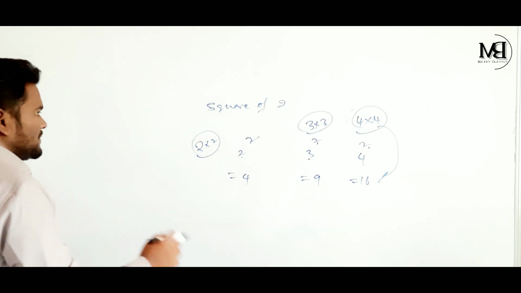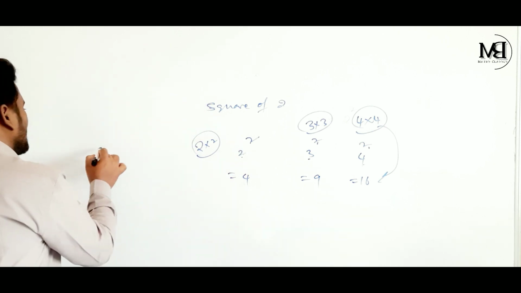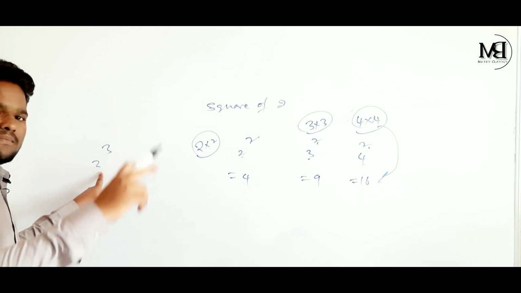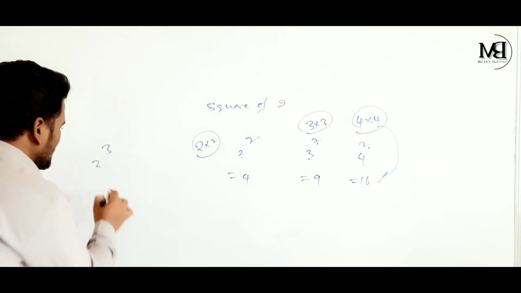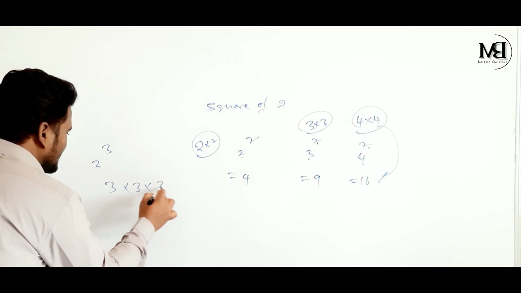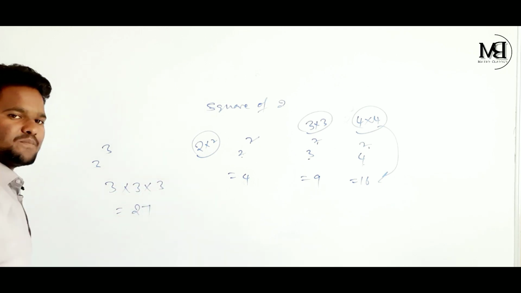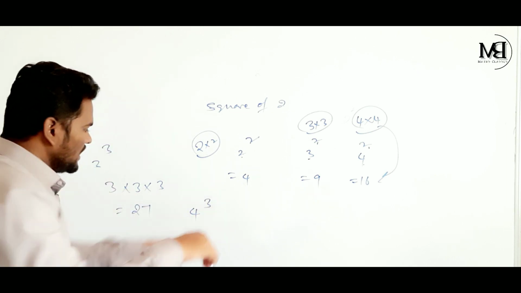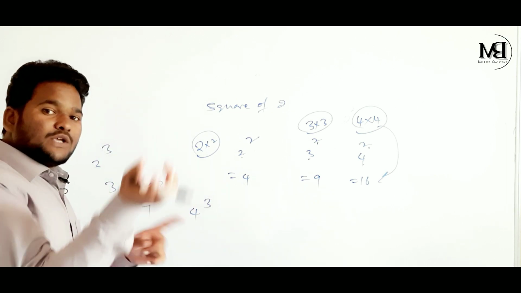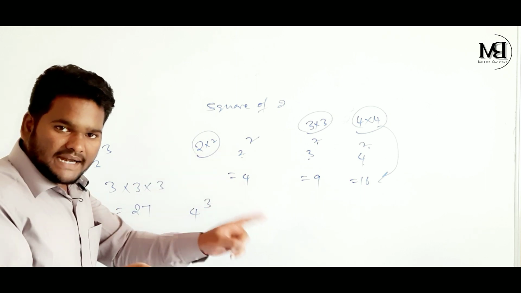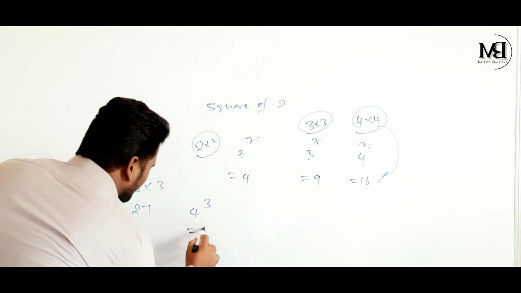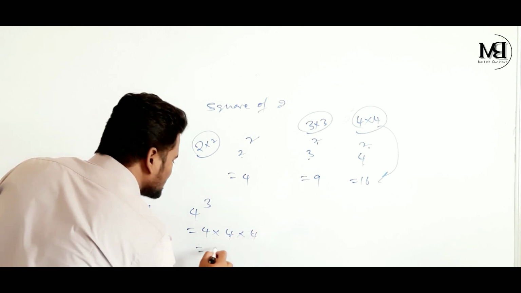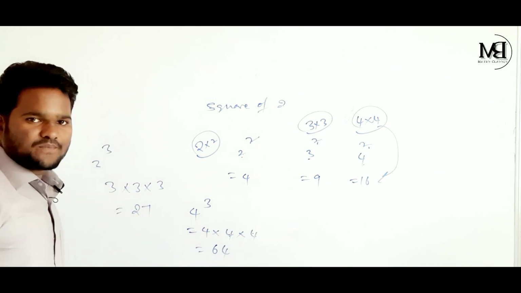And if we go for cube, what is the cube of 3, my dear children? Cube of 3 means 3 is multiplied by itself 3 times. So 3 into 3 into 3 is equal to 27, that is the answer. And what is the cube of 4, for example? What is meant by cube of 4? 4 is multiplied by itself 3 times. So 4 into 4 into 4, which is 4 4s are 16, 16 4s are 64, is the answer. Got my point?